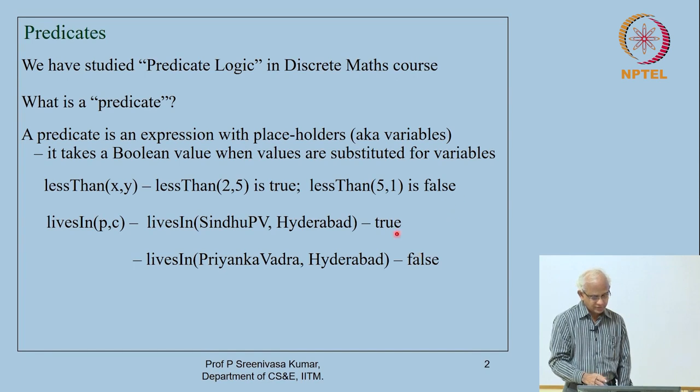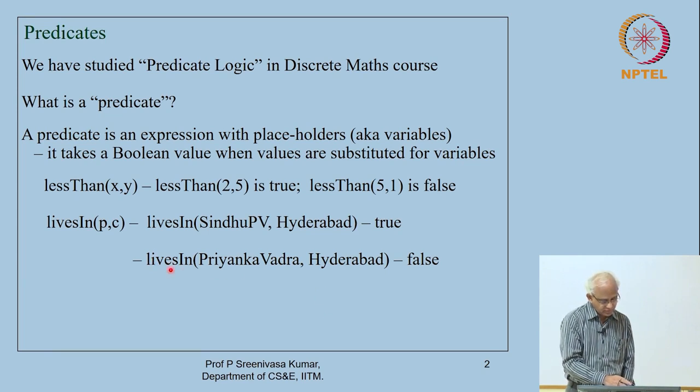Here is another set of predicates. I can think of "lives in" as a predicate with two variables P and C, P standing for a person, C standing for a city. Let us bring in some kind of domains for those variables. So P is a person, C is a city, and then you can see that Sindhu lives in Hyderabad is true, as Priyanka living in Hyderabad is clearly not true, right.